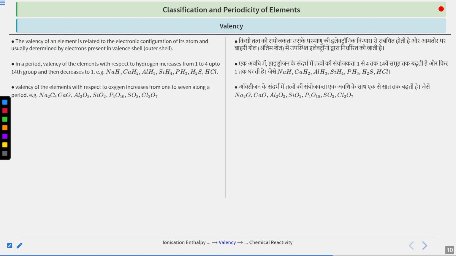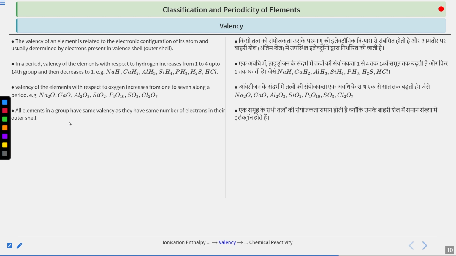Next, the valency of the element with respect to oxygen increases from 1 to 7 along a period. If you move down the group, then the valency of the element with respect to oxygen also increases. You can see the valency here is increasing: it is +1, then +2, +3, +4, and it goes on increasing up to +7.